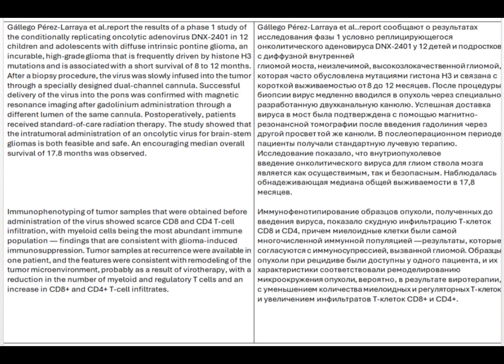Immunophenotyping of tumor samples that were obtained before administration of the virus showed scarce CD8 and CD4 T-cell infiltration, with myeloid cells being the most abundant immune population, findings that are consistent with glioma-induced immunosuppression. Tumor samples at recurrence were available in one patient, and the features were consistent with remodeling of the tumor microenvironment, probably as a result of virotherapy, with a reduction in the number of myeloid and regulatory T cells and an increase in CD8+ and CD4+ T cell infiltrates.